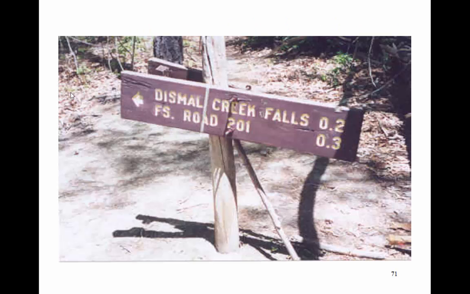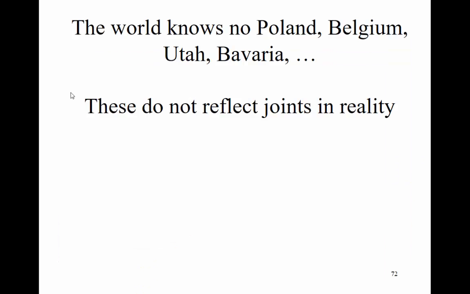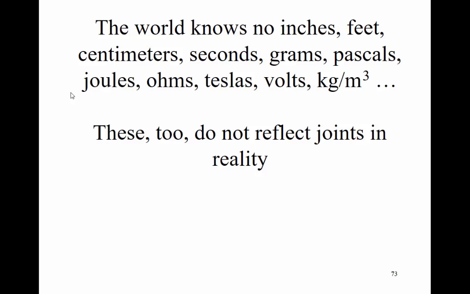Now we're getting to measurement. So that is, from the point of view of mappings and maps, quite interesting. This is a map between a place called Dismal Creek Falls over here and this pole here, and it tells you that the distance is 0.2 somethings. Now that sounds trivial, but it's not trivial, says he, waving his finger.